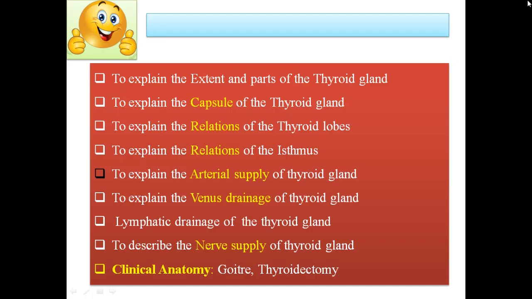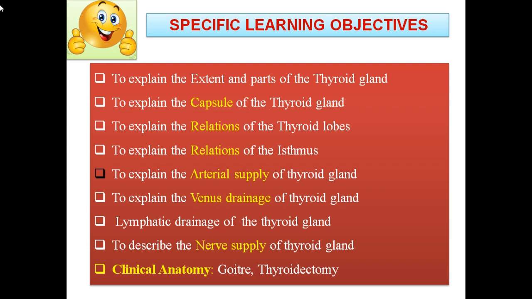The learning objectives of today's topic include the capsule of the gland, relations of thyroid lobes and isthmus, blood supply of thyroid gland, nerve supply, and clinical aspects.